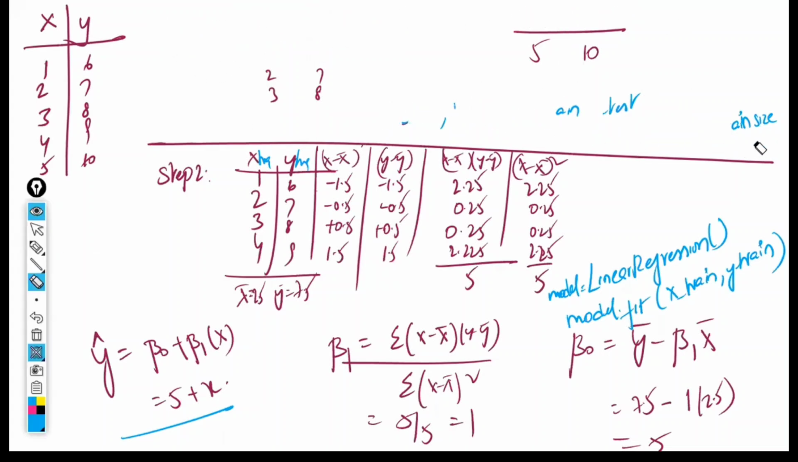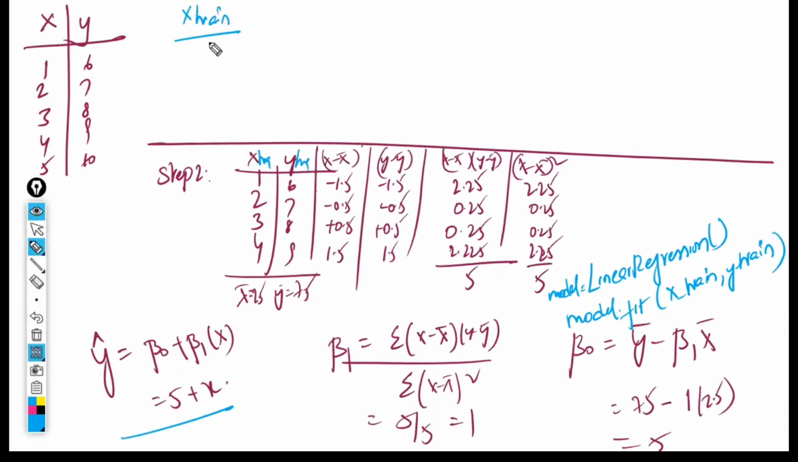So, what is step 3? Predict. Predict the Y pred, that is, predict the Y values on the Xtrain data. Now, first you select the Xtrain data. What is Xtrain data? That is 1, 2, 3, 4. Now, you have to predict the Y hat. The original Y train is 6, 7, 8, 9. Now, you have to predict the Y hat of the train data.